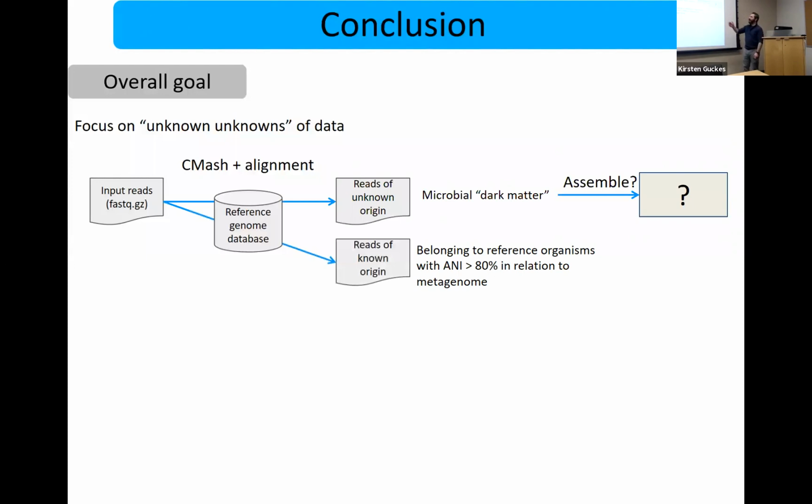And what might happen if you were able to disentangle these and reduce your data significantly more, is that assembly might become a lot easier, because you've taken out all the stuff that you already know who it belongs to, and you're not really interested in that, and you can just drill down on the unknowns of the data.